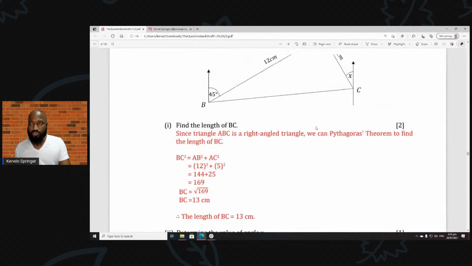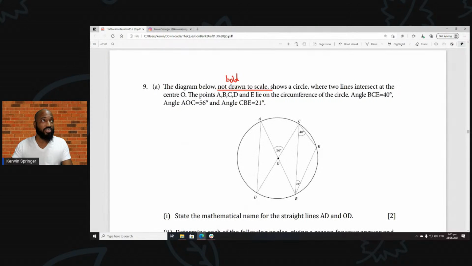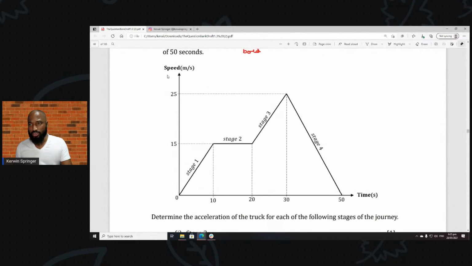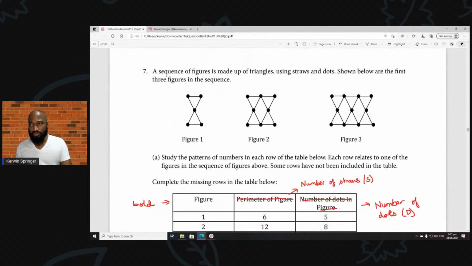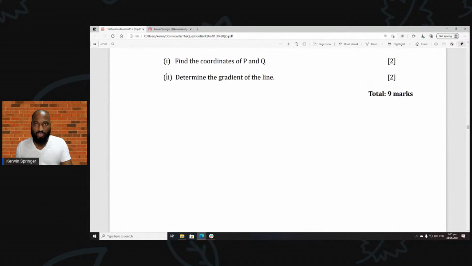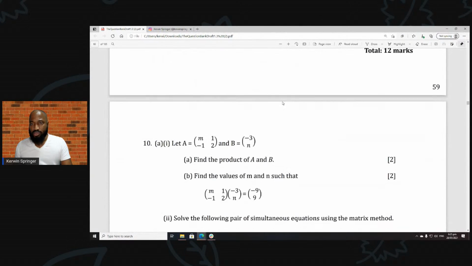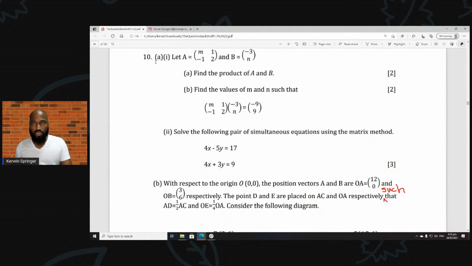All right, so let's go back up. We have one last question to do, people. What's the question though? Oh, I'm supposed to be on 59, not 89. All right, so that was that. Let's go on to question 10. We're going to do some matrices and vectors.